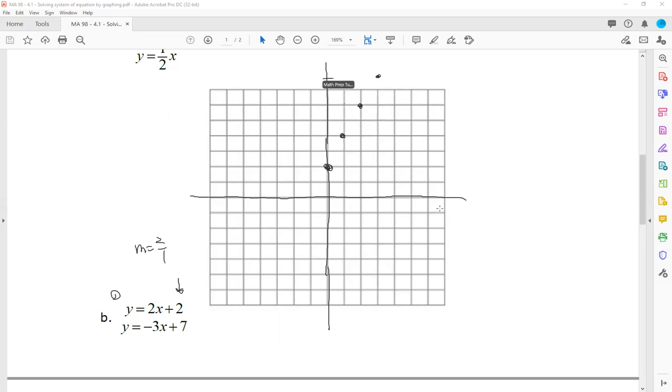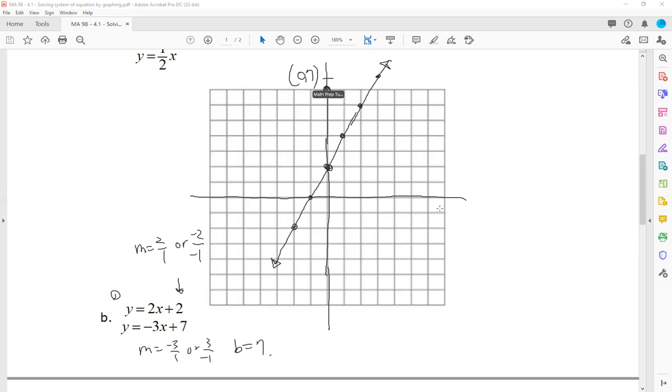Or you can go down 2, 1 to the left. Doesn't matter which way you go. All right, second equation, you have the slope that is negative 3 over 1 or 3 over negative 1. But we know the y-intercept is at 7. So this means I gotta go 1, 2, 3, 4, 5, 6, 7. So 7's right here.